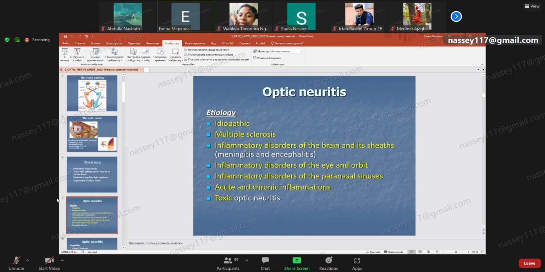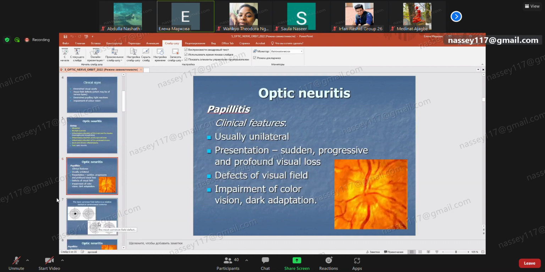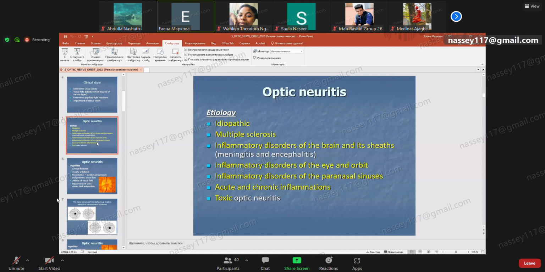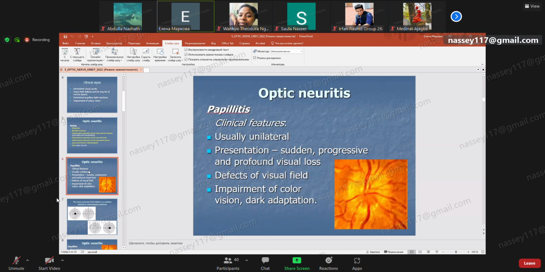Sixth, acute and chronic inflammations. It may be viral or bacterial in origin. And finally, in the classification of etiology, it's toxic optic neuritis. Then let's talk in detail about papillitis. What does papillitis mean? Papillitis is inflammation of the optic nerve disc, the head of the optic nerve.